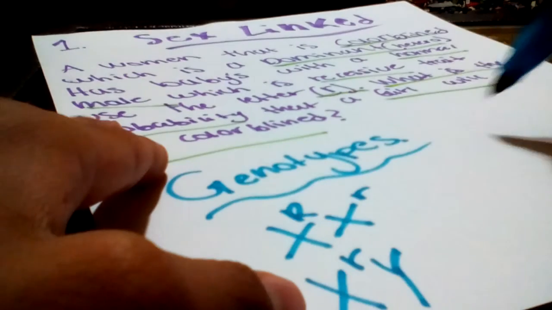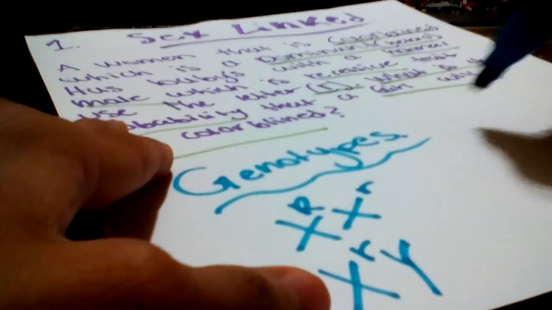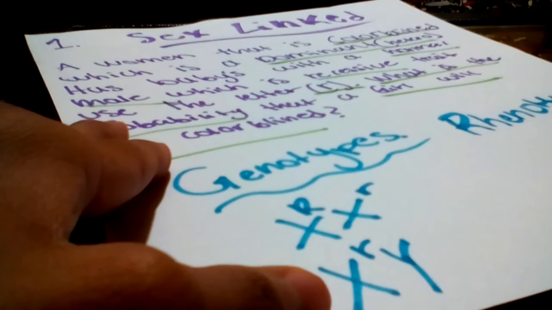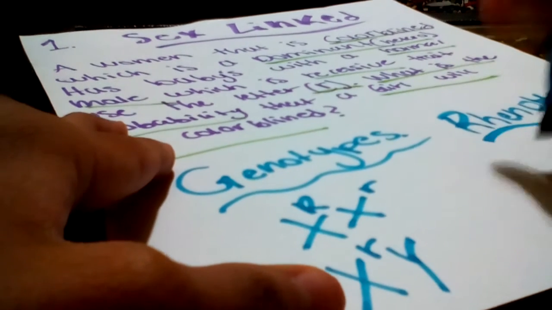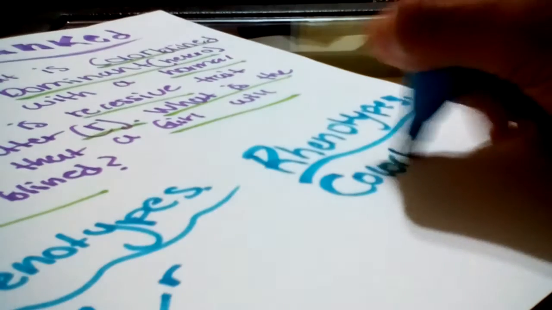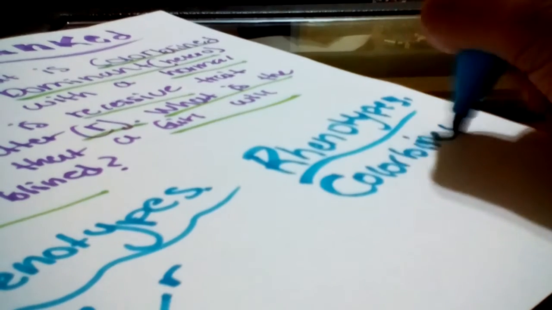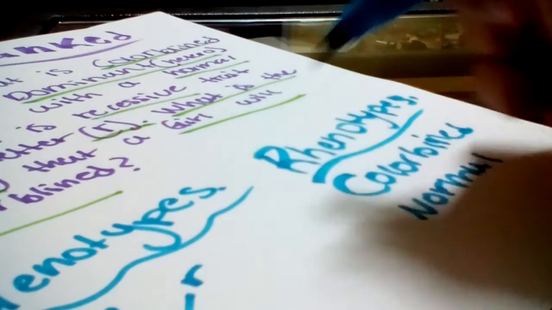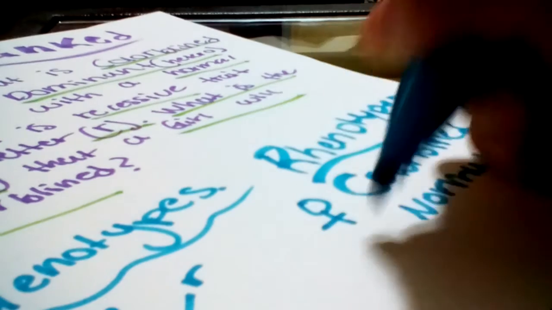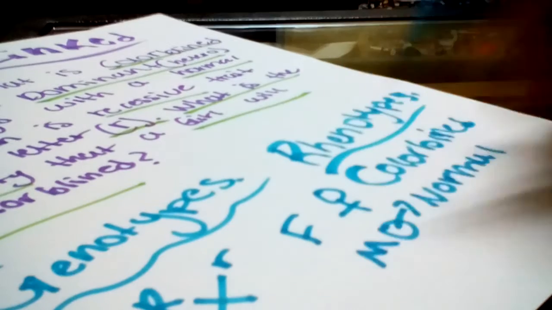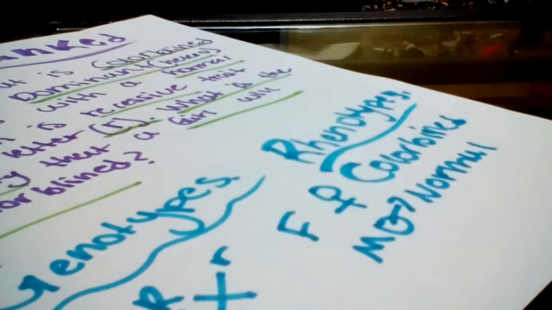And what are our possible phenotypes? Phenotypes. So our phenotypes right here would be colorblind and normal. This is female and this is male, normal. So F and M for male. So that will be our phenotype.